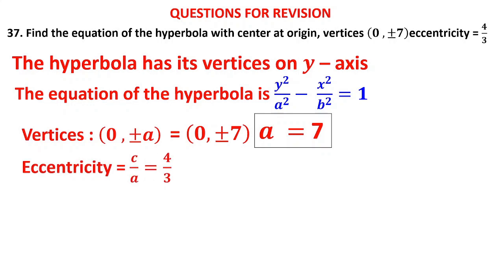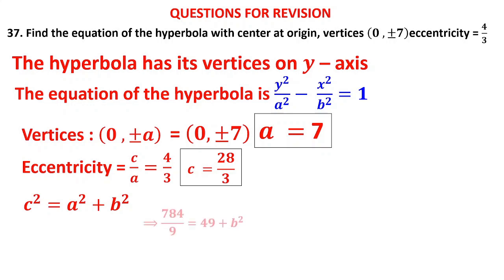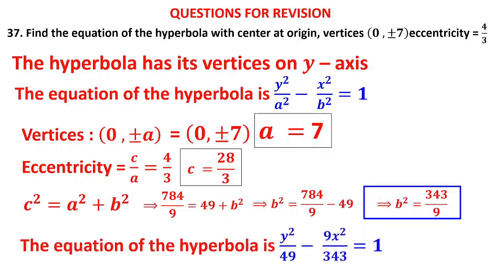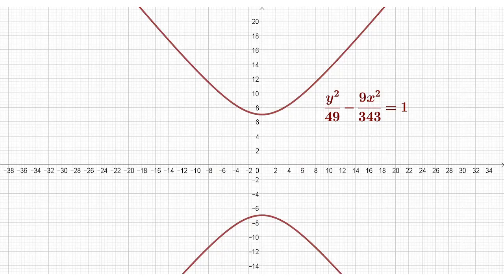Let us move on to the next idea given, eccentricity. C by a is 4 by 3. Therefore, c is equal to 28 by 3 when you replace a by 7. Now, c square is a square plus b square. From it we can get the value of b square. B square is 343 by 9. Therefore, the equation is y square by a square, that is y square by 49, minus x square by b square, that is 343 by 9. Therefore, it is 9x square by 343. You can take LCM and all, but there is no need for it. You can leave it as it is. Let us visualize it on a graph sheet. It is having the foci on the y-axis.